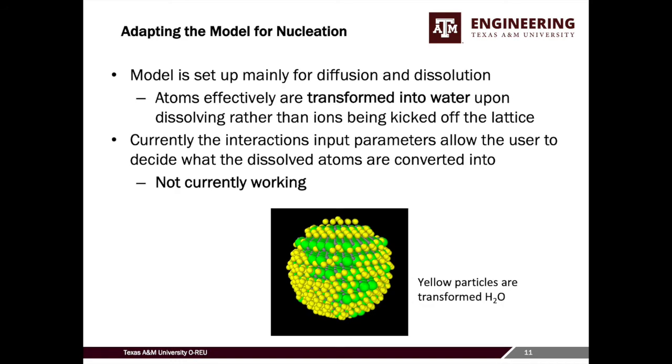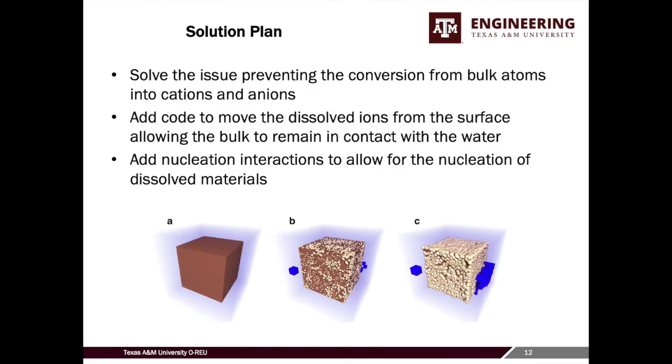So below you can see a partially dissolved lattice where the yellow particles are atoms that have been transformed into H2O. I'm working on this currently, so this is more of my plan to solve it. First, I need to figure out why I can't convert bulk atoms into ions directly, and then after that, I'll be able to add code that moves those dissolved ions off of the surface, allowing the bulk to constantly be in contact with that surface so that dissolution will continue past the first layer. And then finally, an interaction type for nucleation will have to be added to the code.